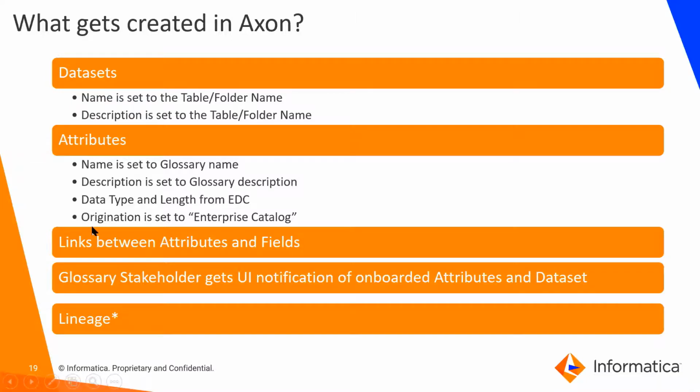Anything that has been onboarded will be set with the origin as enterprise catalog. And with 7.0, what you are able to see is the lineage as well. If there is a decent lineage on the EDC for that specific data, that can now be seen on the Axon side. That is an enrichment that you would see in this version of Axon.